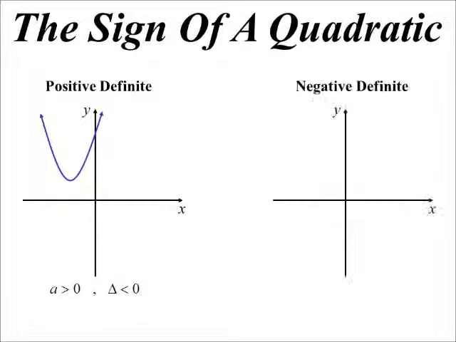Then of course we have negative definite, so a similar one, but a parabola that's always negative. So the only difference there would be it's concave down instead of concave up. But once again, the discriminant has to be less than 0 as well.